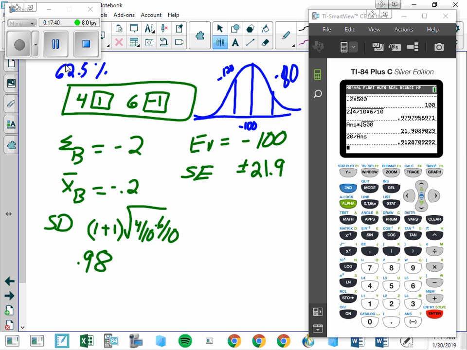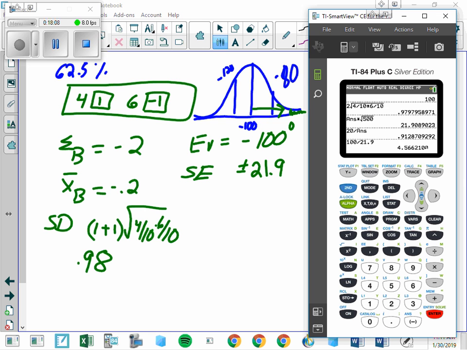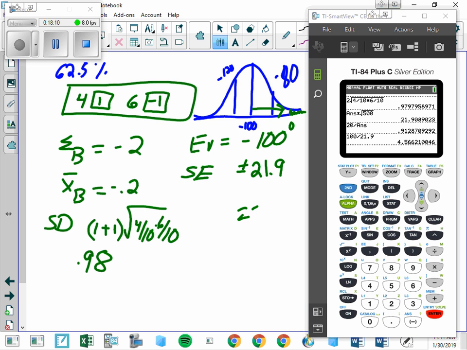Okay, for the next one, come out ahead. What are the chances of coming out ahead? What does that mean? You win money, so I'm going to go from 0 to the right. It's not looking very good for me, right? So that is a score of plus 100. So 100 divided by my SE of 21.9, I get a z-score of 4.56.